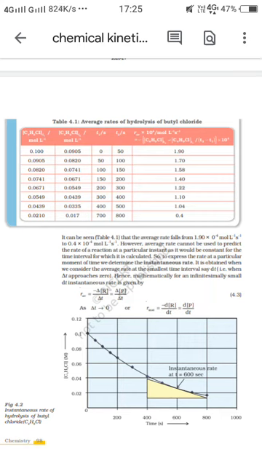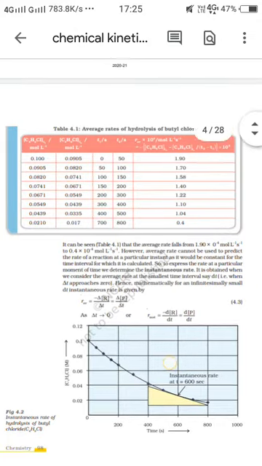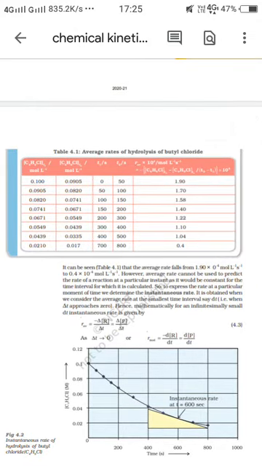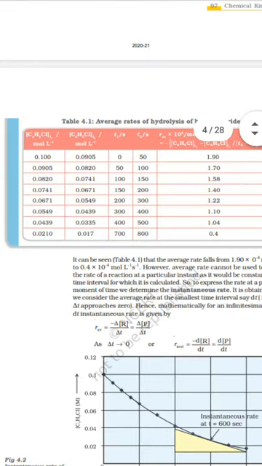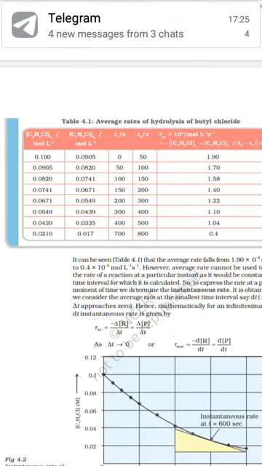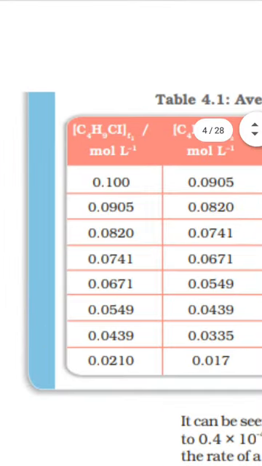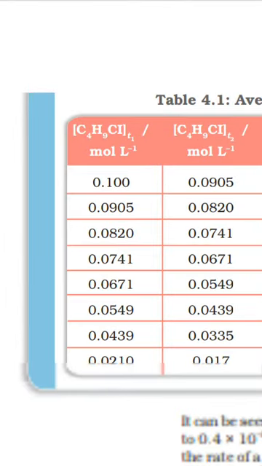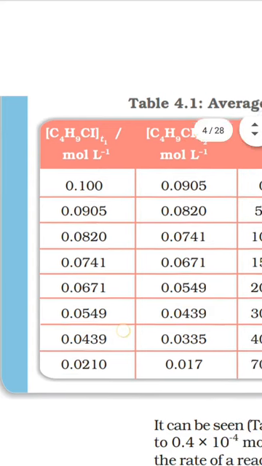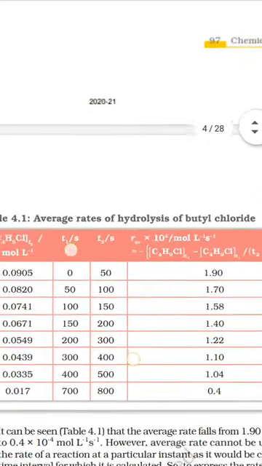In the previous video we saw the last topic, the rate of a chemical reaction. Then this table is given: average rate of hydrolysis of butyl chloride, C4H9Cl in square brackets, in mole per liter at time t1. The values are given. Observe the table fully.